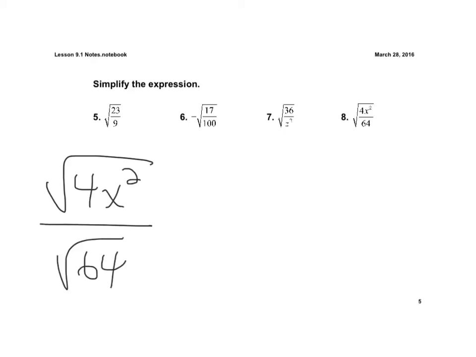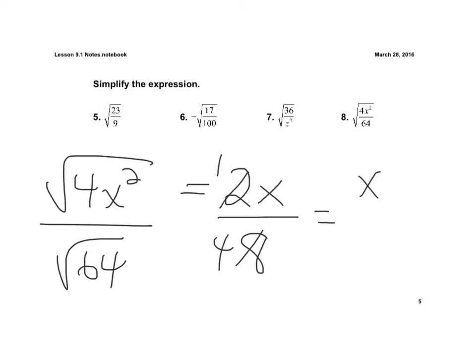Now, if I know there's a perfect square underneath the radical, I don't believe I need to use the factor tree. So the square root of 4x squared is just 2x. The square root of 64 is 8. And now I can reduce that because 2 and 8 can reduce. So this just becomes x over 4. And there's my final answer. All right.